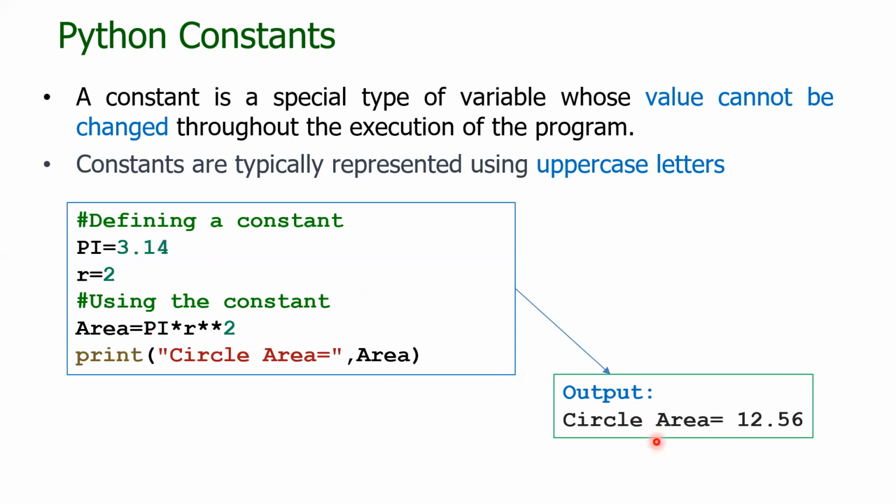And if you observe the output, the circle area is 12.56 because we have assigned PI equal to 3.14 and r is 2. That means instead of typing the constant value 3.14 wherever it is required in the program, you can define it as a constant, and you can use that constant name, PI, wherever you need it.